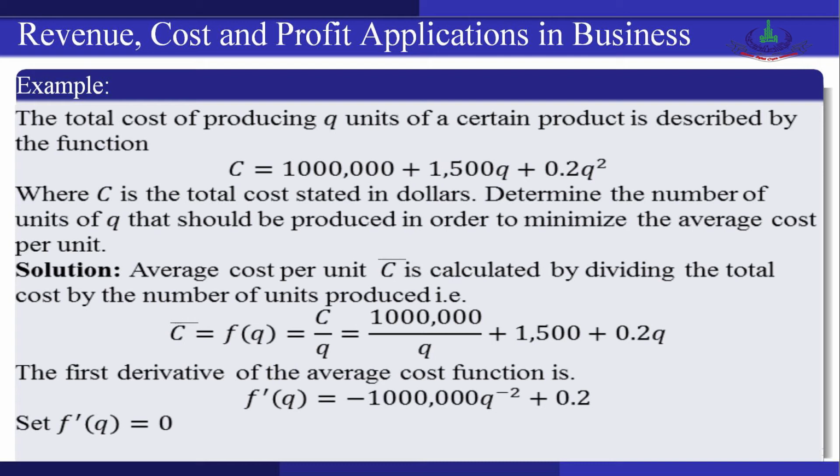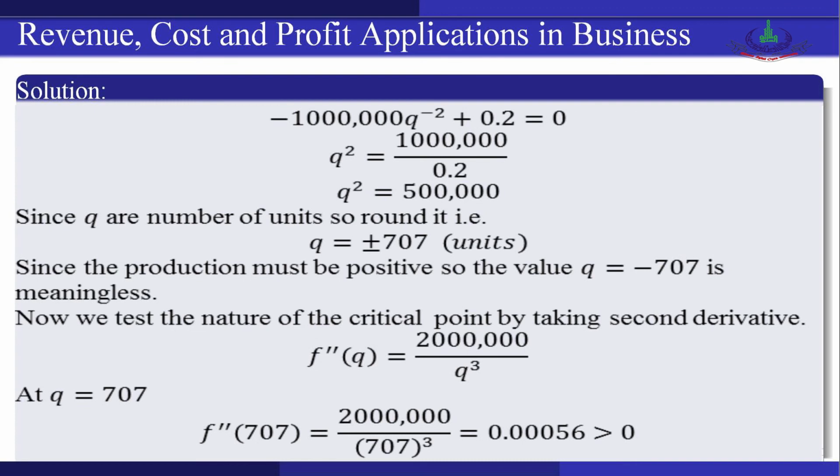Now we set the first derivative f prime of Q equal to 0. So we get minus 1 million Q raised to the power minus 2 plus 0.2 is equal to 0. After simplifications, we get Q square is equal to 5 lakh. Since Q is the number of units, so we round it. That is, we get Q is equal to plus minus 707 units. Since the production must be positive, so we only take the positive value. Therefore, Q is equal to minus 707 is meaningless for us.